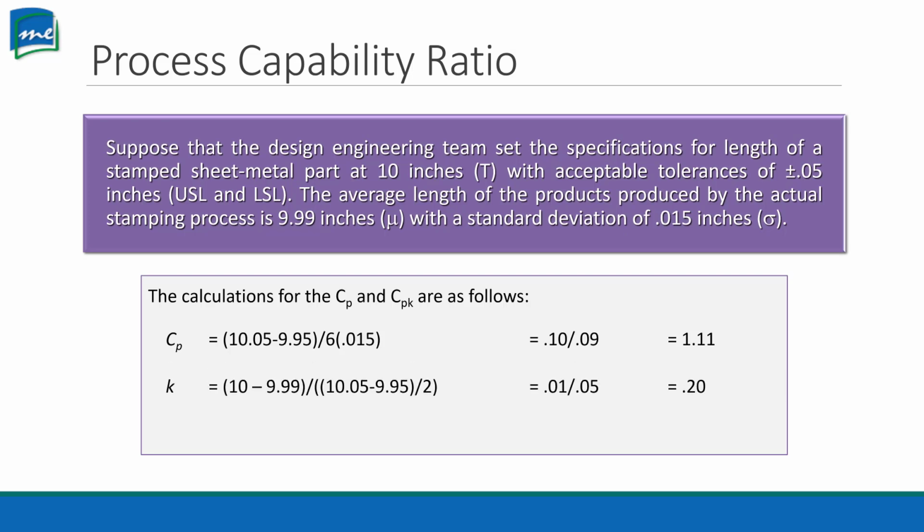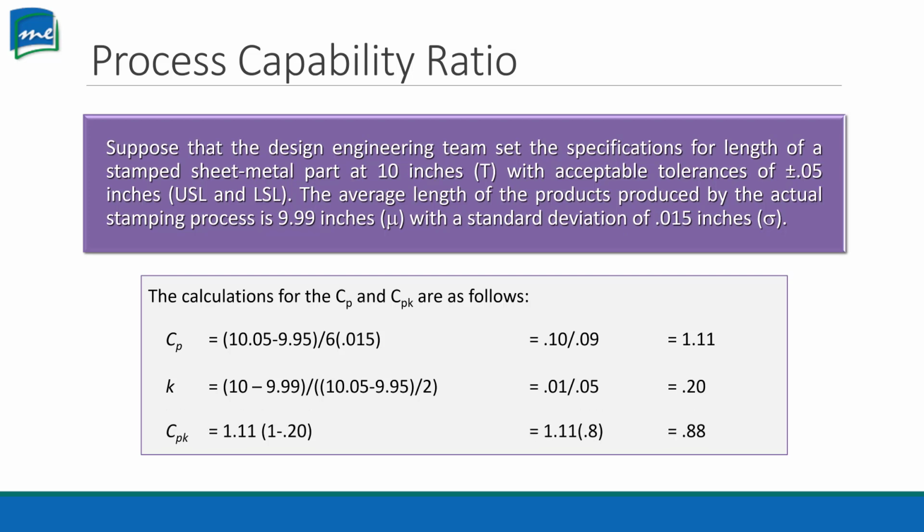All right, and then we're going to come up with our K value because we need the K value to get our CPK. So we have our T value, which is our 10, and then we're going to subtract the mu, the 9.99. Then we're going to divide that by our upper minus lower specification limits divided by 2. So we're taking the average of that. When that's all said and done, 0.2 is our value.